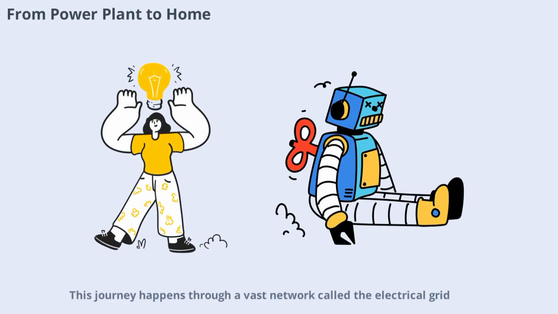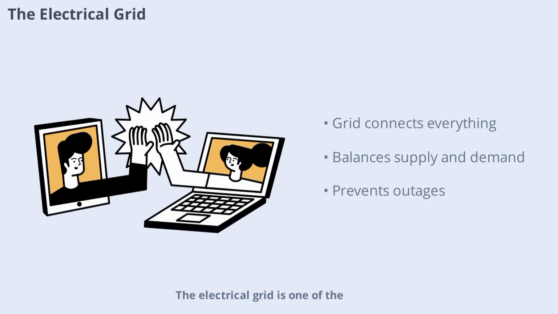This journey happens through a vast network called the electrical grid. High-voltage transmission lines carry electricity across cities and countryside, and transformers step down the voltage so it's safe to use in your home. This system ensures that electricity is available whenever and wherever you need it. The electrical grid is one of the most complex and important systems in the world.